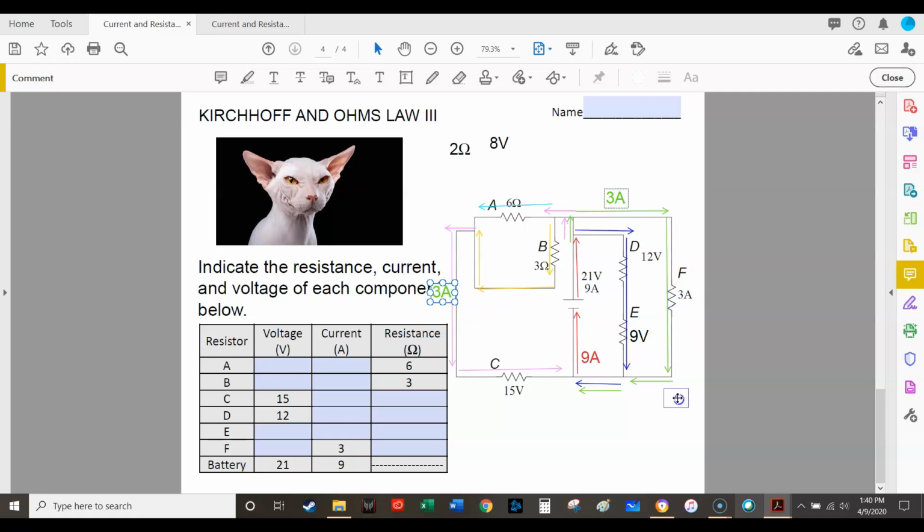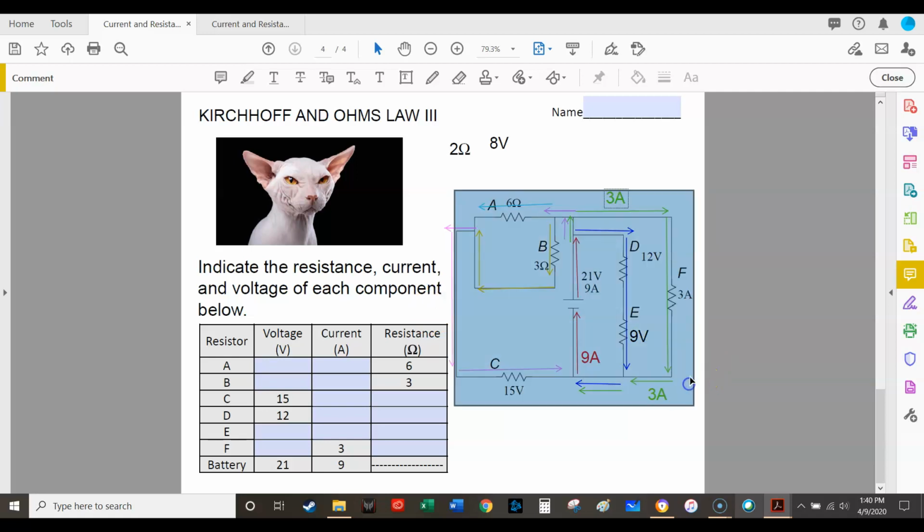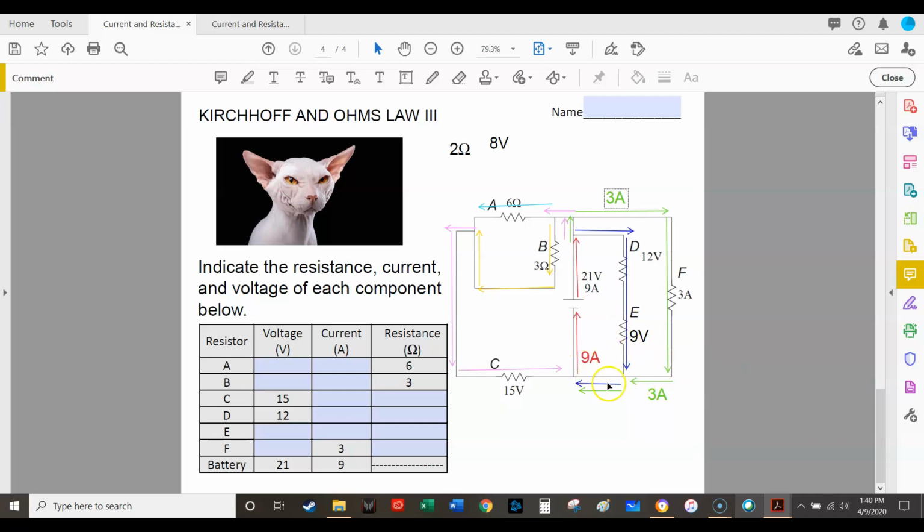It's going to head across F, head to the left, and then join up with blue and pink to form red again. All right. We also know that since this is green, it's in parallel with this branch right here. So red has split up into blue, green, and pink. And so what that means is F is in parallel with our battery. That means we know what the voltage of that is. That means we know F is 21 volts.